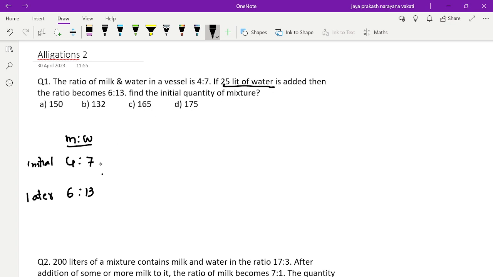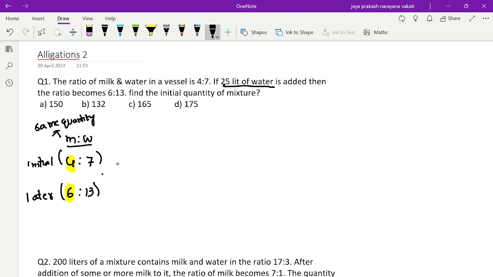Milk is not added. There is no alteration of milk here. So the quantity of milk will be the same, right? Same quantity will be there. But in the ratio, I find the number of parts of milk is different. So what I'm going to do is make my milk parts, 4 and 6, the same in both the ratios. How? Simple. Just make it a common multiple of 4 and 6.